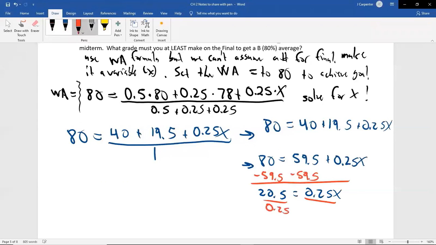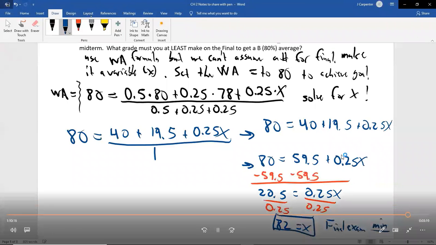Yes, you can multiply both sides by 100 to clear decimals like this, but you don't need to do that because you're using calculators anyways, and you'll get an 82. Oops, wrong color, not that it matters. So 82 is the grade that we need to earn on the final exam at a minimum.